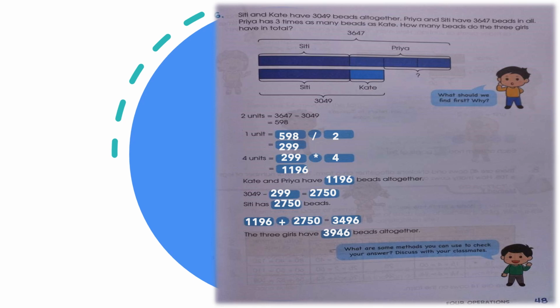Question 6 says that Cindy and Kate have 3049 beads altogether. Priya and Cindy have 3647 beads in all. Priya has 3 times as many beads as Kate. How many beads do the 3 girls have in total?